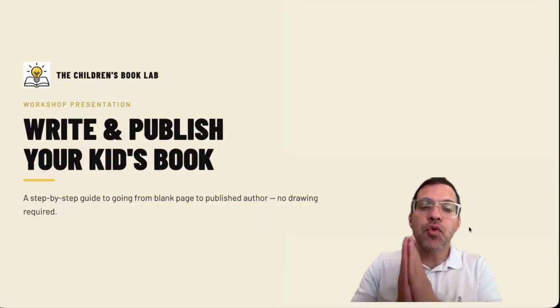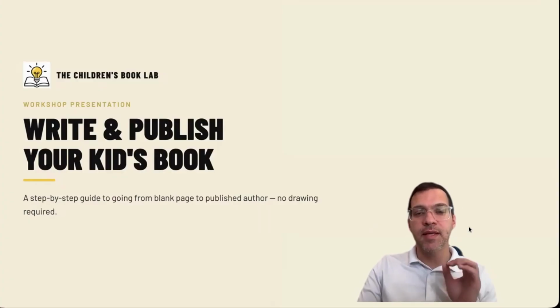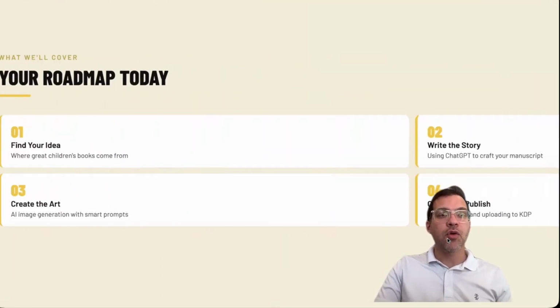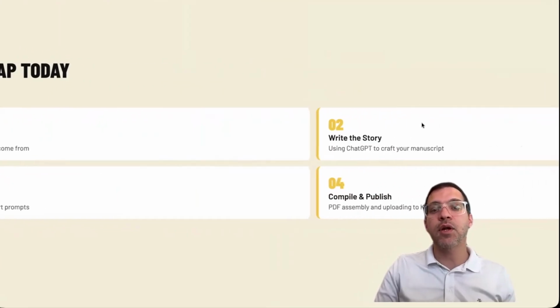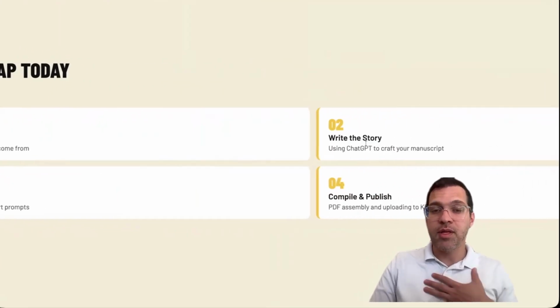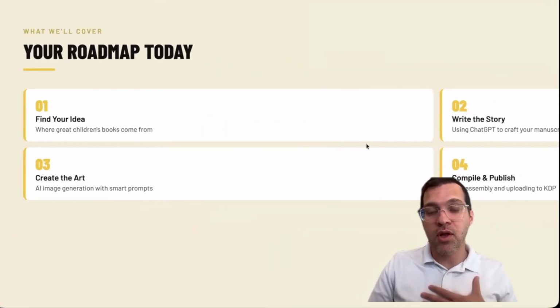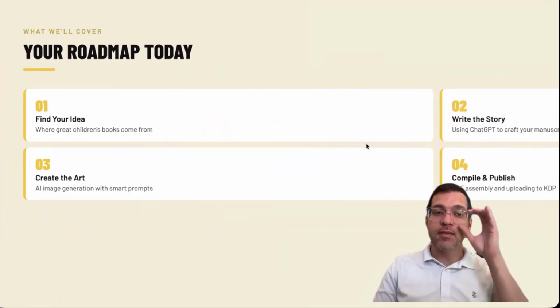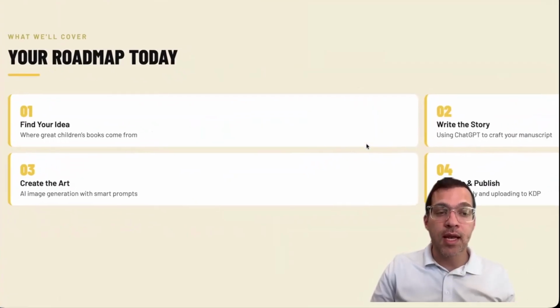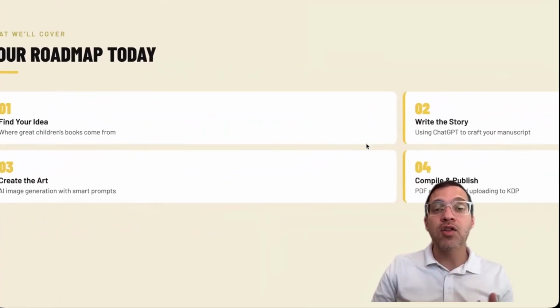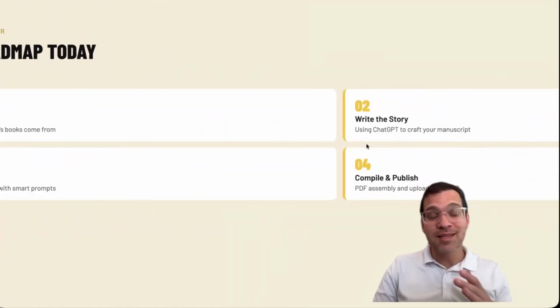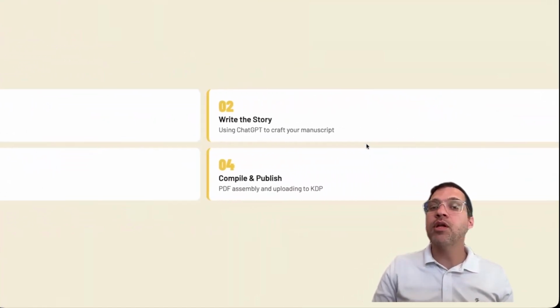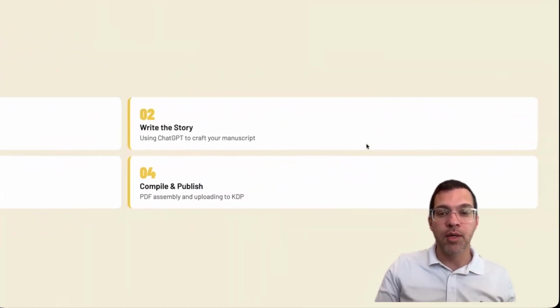So this is how you're going to write and publish your kids' book, and this is going to be the step-by-step guide of what you need to do. All right, your roadmap for today: number one, we're going to find our idea. Second, we're going to write the story. We're going to use ChatGPT because that's one you could use. You could use Claude, or whatever AI system you like to use. Third is creating the art, and I'm going to teach you some tricks on how to do it consistently because that's one of the biggest issues that so many people have. And then we're going to compile and learn to publish our books ourselves.